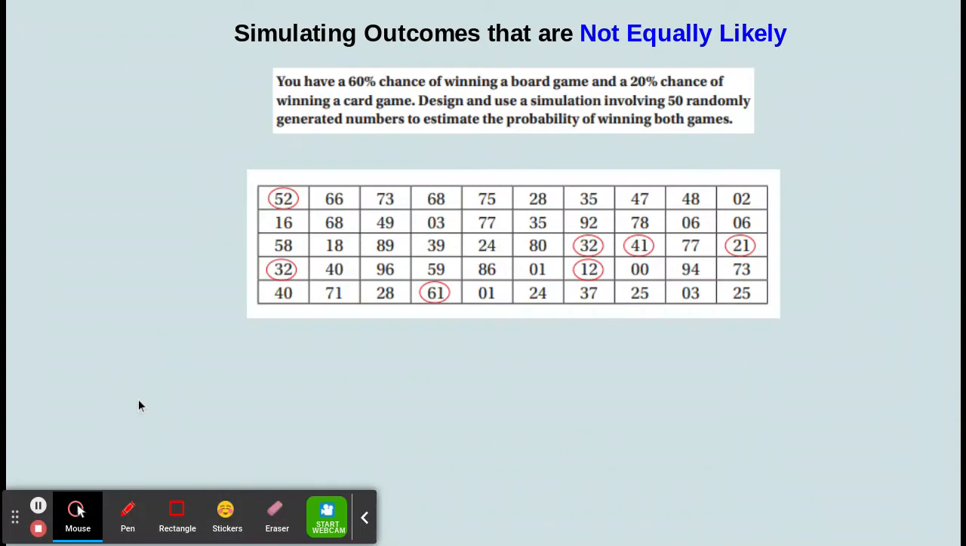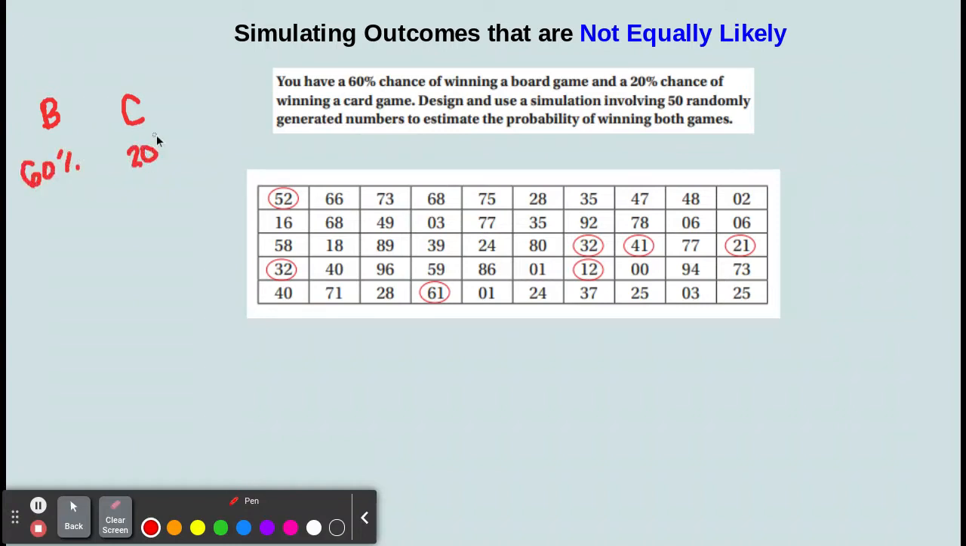We can also simulate outcomes that are not equally likely. And when we do this, we usually use a random number generator. Okay. And we will, since we have this situation here where we're going to try to win a board game and we're going to win a card game, right? So here's the board game and here's the card game. Well, we have 60% chance of winning a board game and only 20% chance of winning a card game.